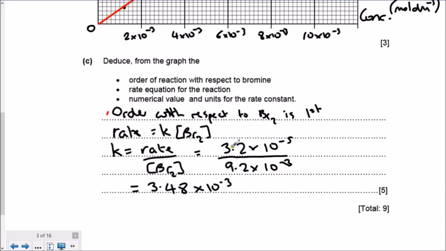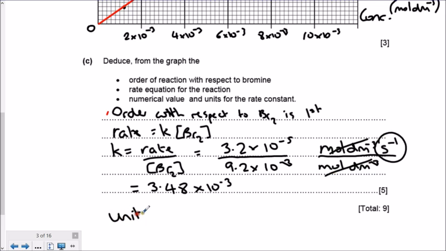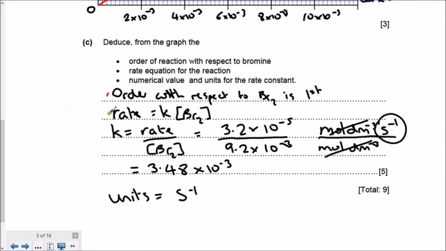Finally, I need to do the units. So on the top here, I've got rate in moles per decimeter cubed per second. On the bottom, I've got concentration in moles per decimeter cubed. Cancel those down, and I'm left with per second. Definite awarding of marks. So 1 for correctly getting the order, 1 for the rate equation, 1 for the rearranged rate equation, 1 for the numerical value of k, and 1 for the units.